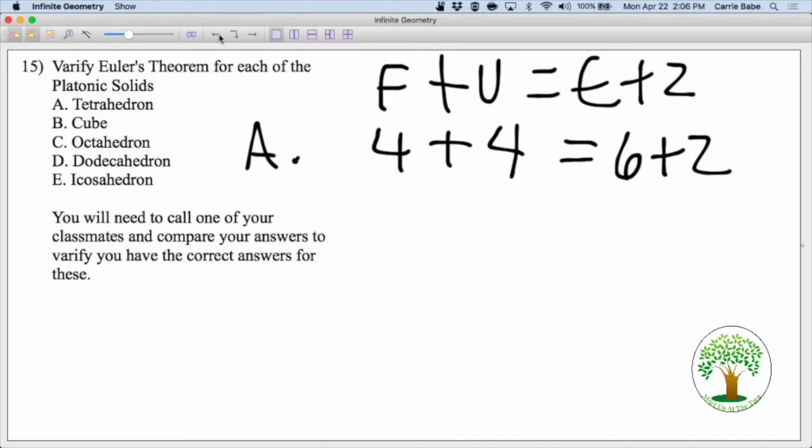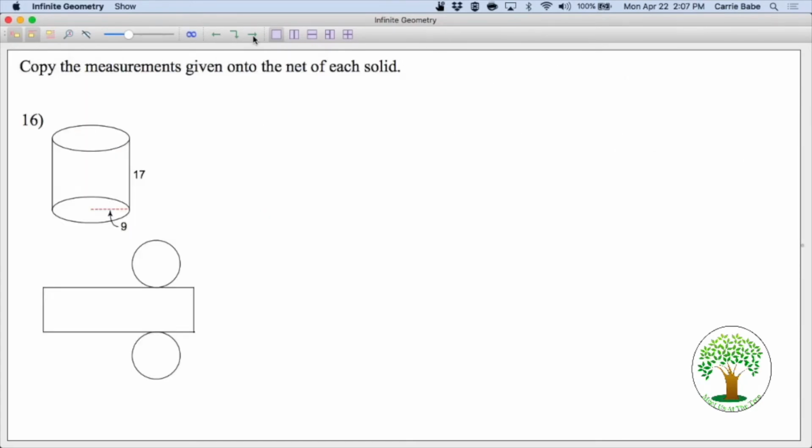Is this a true statement? Yes. Then you can check that it is. Check mark. You have verified it. You will do that with a cube, an octahedron, a dodecahedron, and an icosahedron. All right? Okay. Now we're going to do number 16.